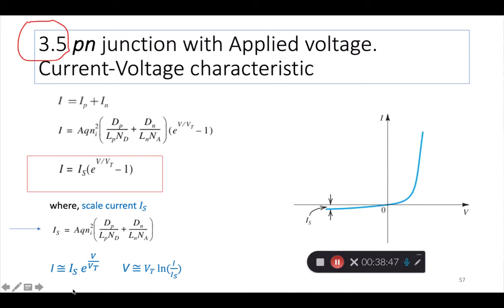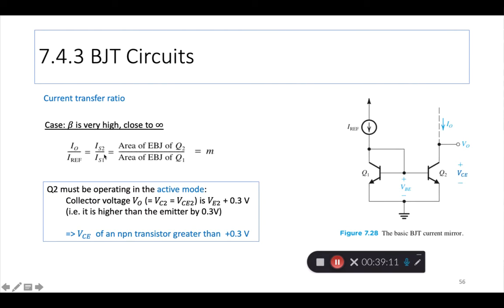In fact, the current at any given point can be written approximately as IS times e to the power V by Vt, where V is the applied voltage and Vt is the 25 millivolts constant. Similarly, V for a given I can also be written as Vt natural log I by Is. So Is is an important thing, and that's how it showed up here.